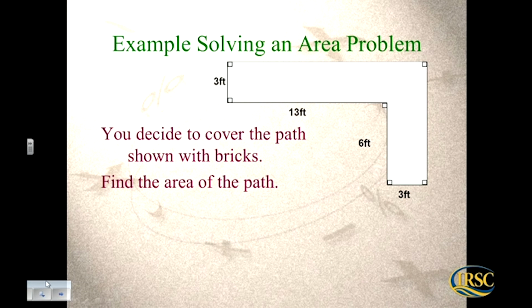Okay, so finding the area of the path, we can do so by splitting this up into two rectangles. Again, you have two ways that you can split this up. So I did it one way. Doesn't matter if you do it a different way.